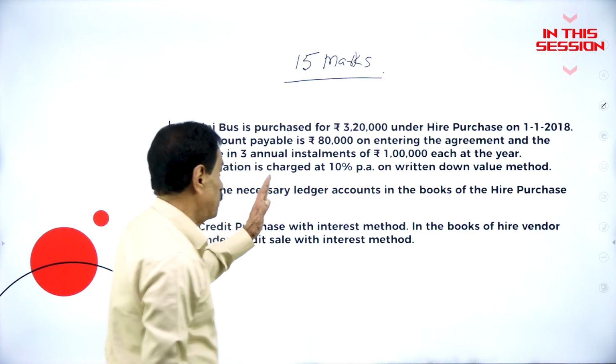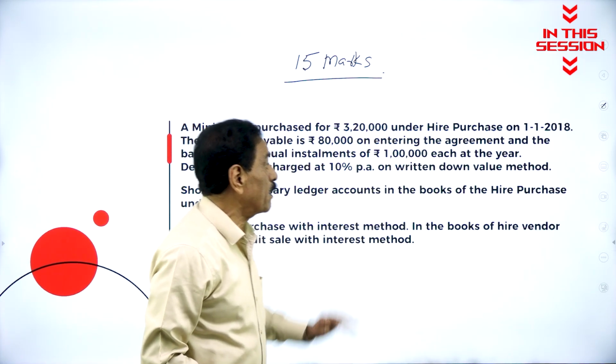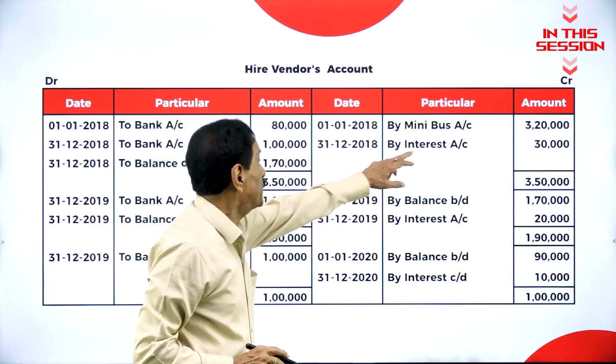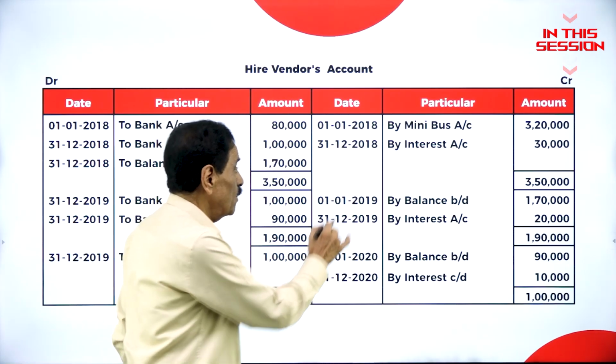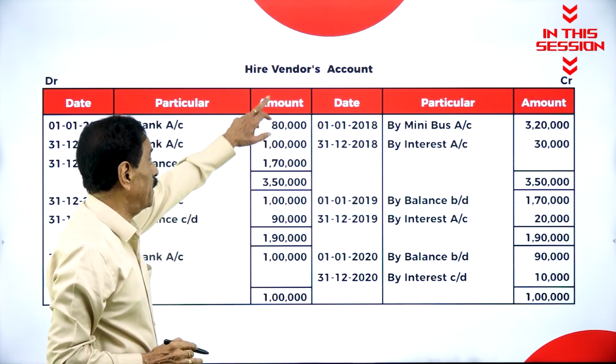A minibus is purchased for rupees 3,20,000 under hire purchase on 1/1/2018. Asset account debit to hire vendor account. Minibus account debit to hire vendor account. He pays the down payment.